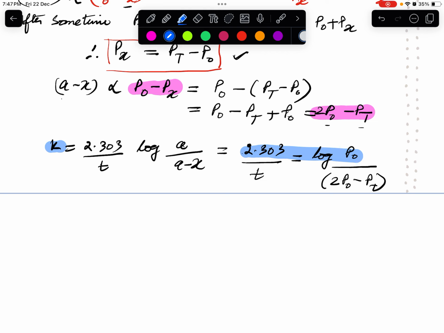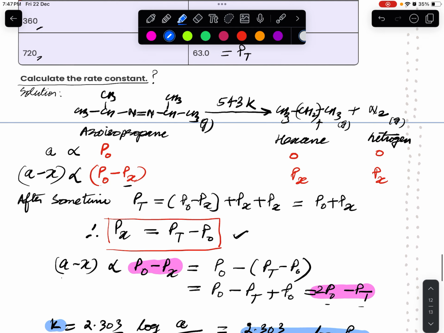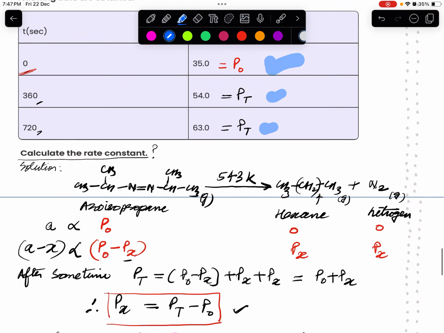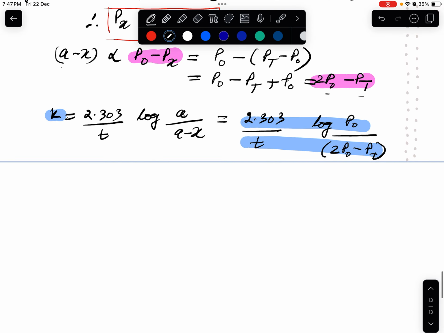Sorry, this is not into. So K is equal to 2.303 divided by T log of P naught divided by 2P naught minus P total. We have written the equation in terms of the known parameters, which is the initial pressure P naught here, and the total pressure at a given time, which is P total. So put down the values one by one.